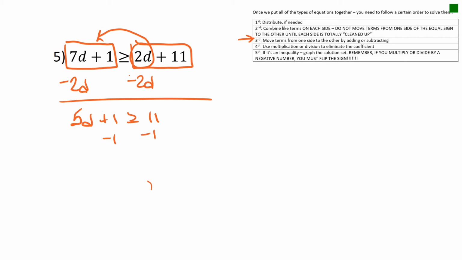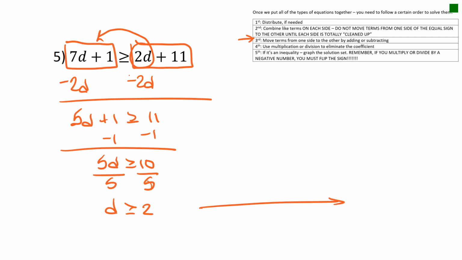I'm going to subtract 1. So I get 5D is greater than or equal to 10. I'm going to divide by 5. This time I do have to decide. There is no flipping to do. I want it 2 or bigger. Okay.